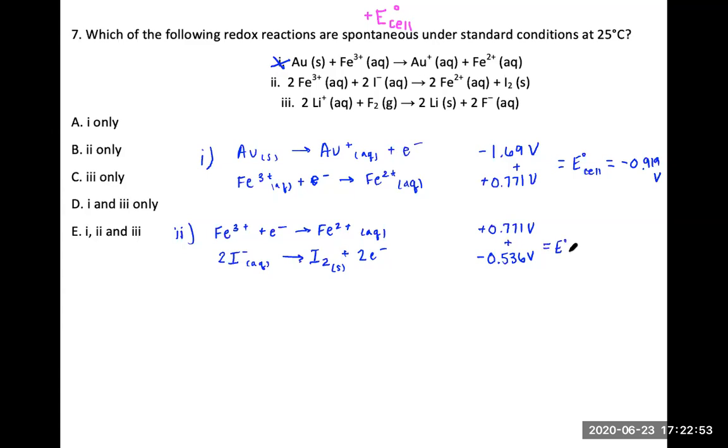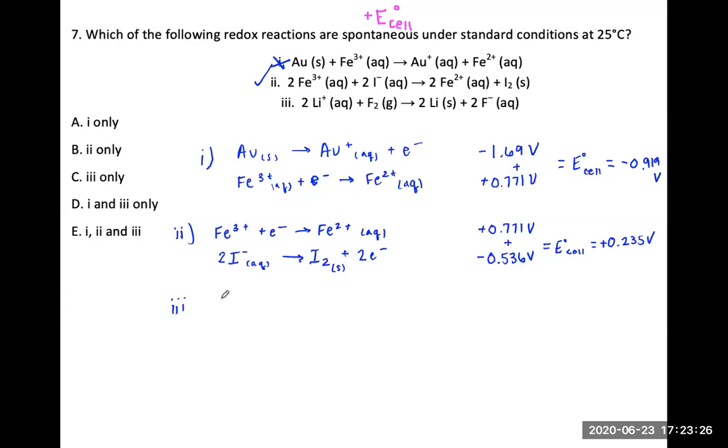We can already see it's going to be positive, which is spontaneous, but let's go ahead and figure out the exact number. Ends up being positive 0.235 volts. So that one looks good. It's spontaneous. So let's go ahead and look at our third reaction here.